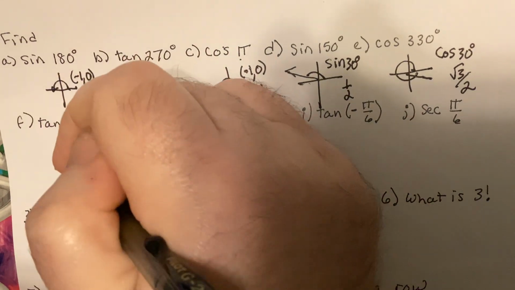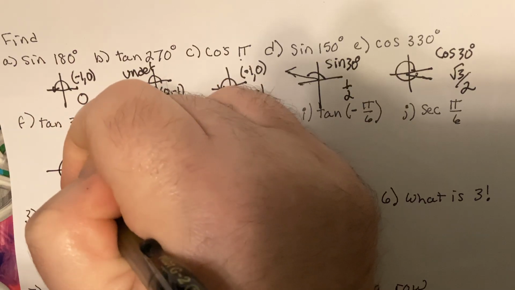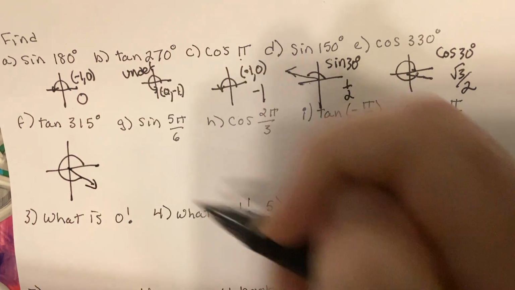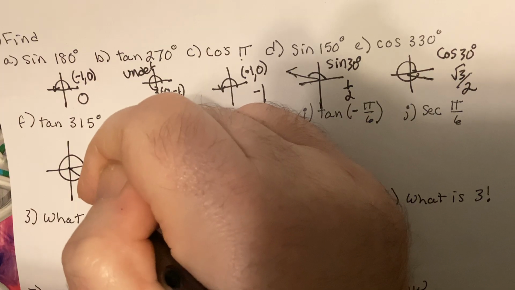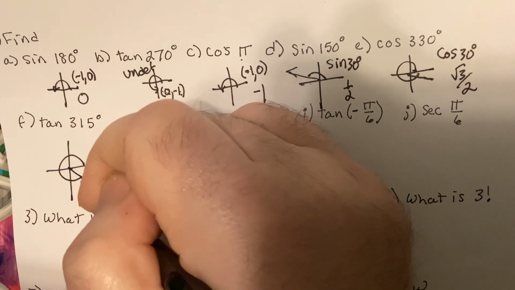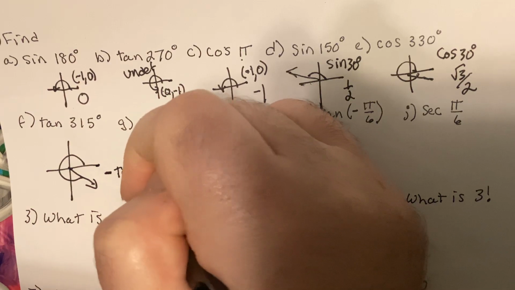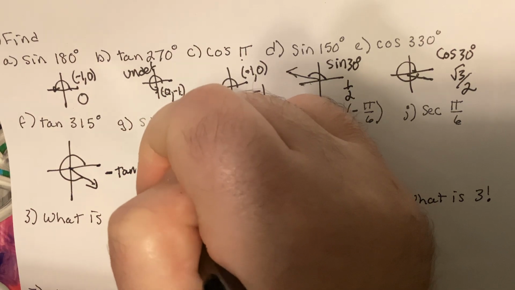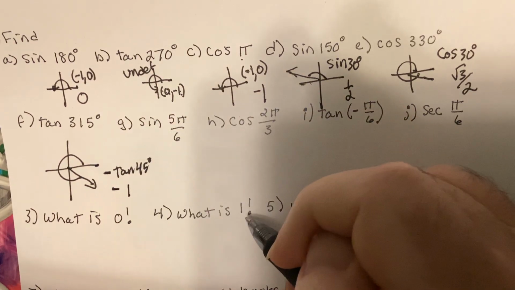Tangent of 315. 315 is way over here. So that's 45 degrees between. Tangent's negative in the fourth quadrant, so it'd be negative tangent of 45. And tangent of 45 is 1, so it'd be negative 1.